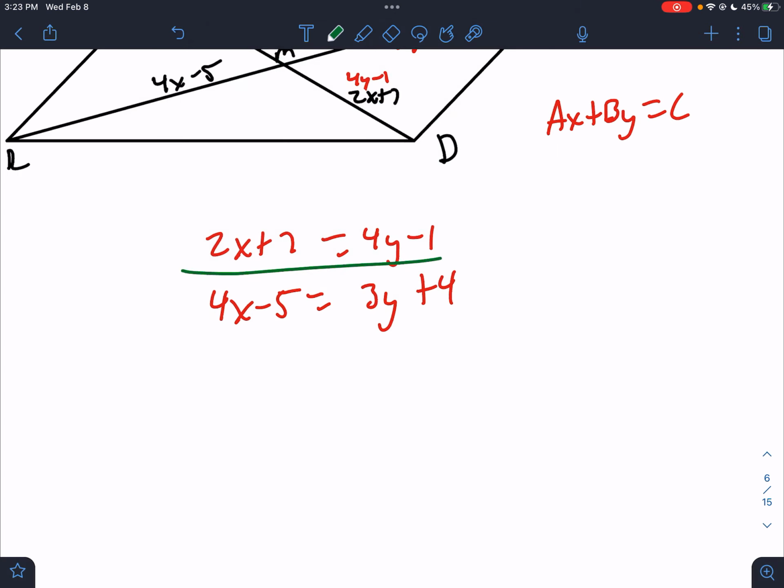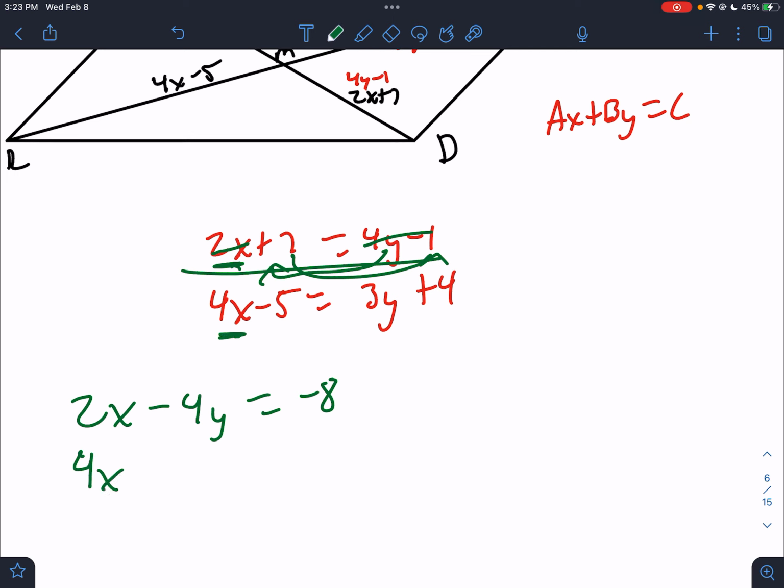So the first equation, I have 2x. I'm going to subtract the 4y over. So the 4y is gone, the 2x is gone, and then I need to move the 7 to the other side. That would give me negative 8. So I have 2x, stayed on the same side. I moved the 4y over, had to be minus 4y. And then I moved this 7 to the other side, giving me negative 8. So there's what I have for my first equation. Second equation, same idea. I have 4x, which stays the same. Move the 3y over, minus 3y, equals, move the 5 to the other side, equals 9.